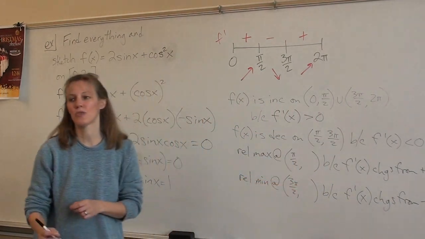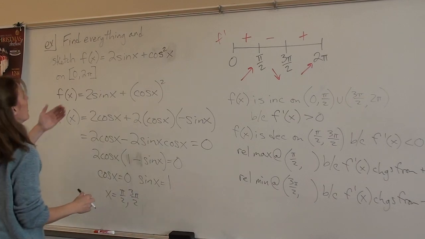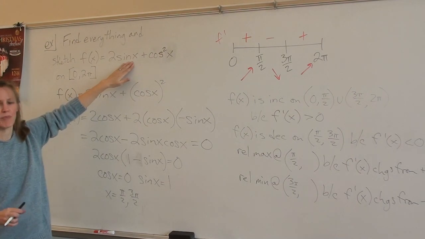How do I find the y values for my max and my min? Original function. So I go back to my original function. What is the sine of pi halves?